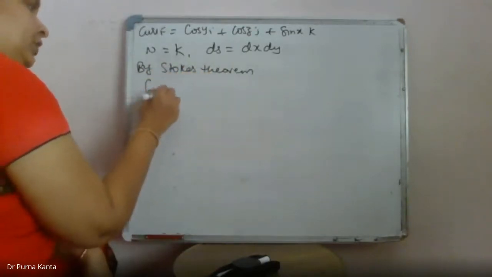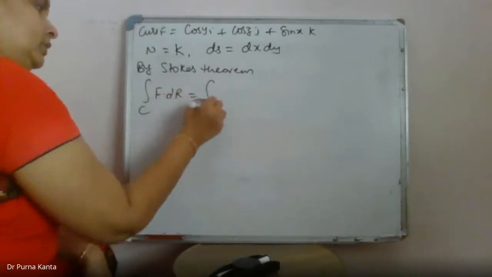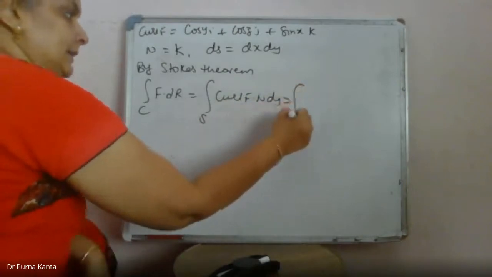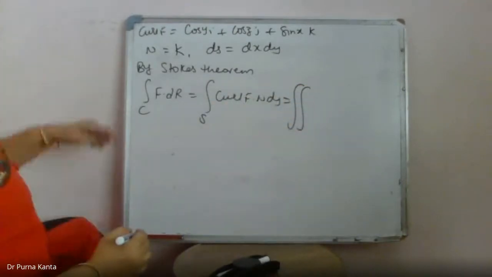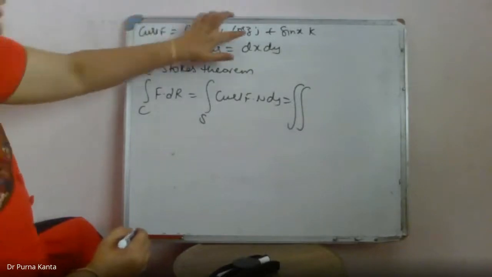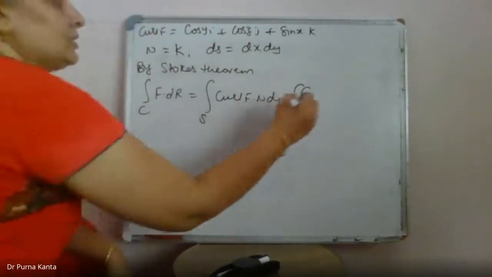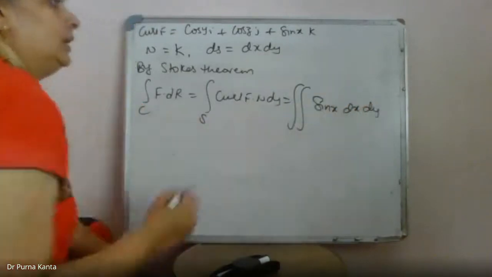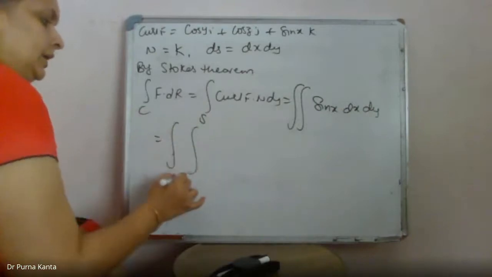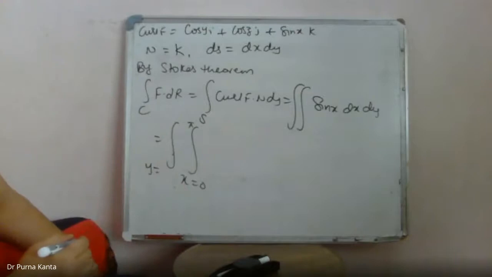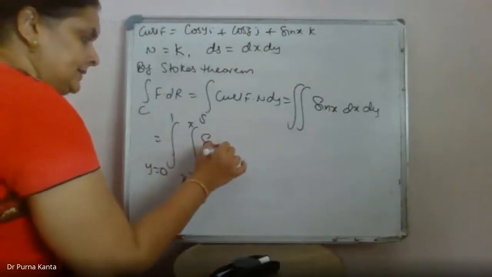So by Stokes' theorem, the integral over C of f dot dr is equal to the integral over S of curl f dot n ds, which is the double integral of, I'll directly write the value of curl f dot product with n here. k dot i is 0, k dot j is 0, we have only k dot k, which is 1, which is sin x dx dy. And what are the limits we got here? x is from 0 to π, and y is from 0 to 1. Sin x dx dy.